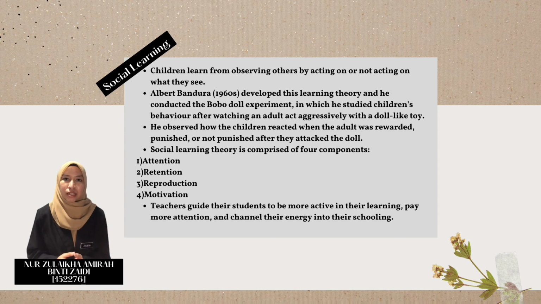Social learning theory is comprised of 4 components, which are attention, retention, reproduction, and motivation. Teachers have a very powerful tool in their arsenal if they use social modeling based on these elements to effectively guide their students to be more active in their learning, pay more attention, and channel their energy into their school.